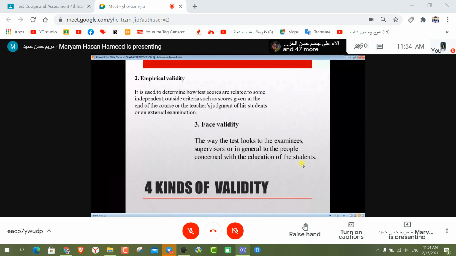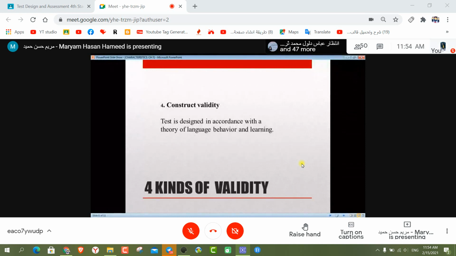Construct validity, the most important point with construct validity: the test is designed in accordance with a theory of language behavior and learning. Meaning the test should not be random, where I just make it up without any specific standards. Okay, so construct validity, that's it.